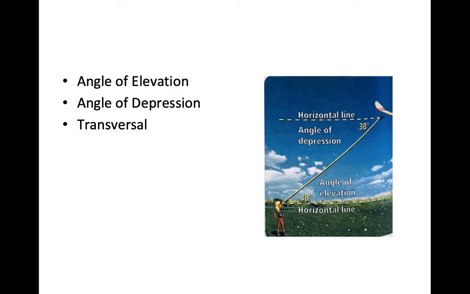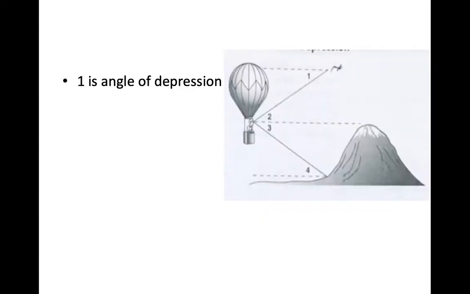Sounds a little familiar. We have a transversal cutting across two parallel lines, which means that both those angles are the same, and they have to be the same because they are alternate interior angles. We notice that the diagonal is inside of the two horizontal lines, and the hang glider is looking down at 38, and she's looking up at 38. They're alternate interior angles, so they are congruent. They are the same. So if they are looking at each other, the angle of depression and the angle of elevation will be identical.